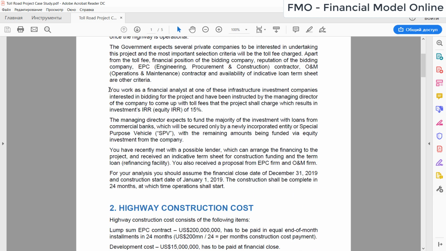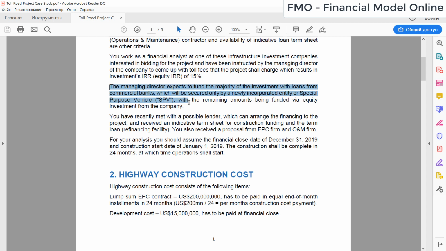And you, as a financial analyst working at a company that wants to bid for this project, are required to come up with this toll fee. You need to model this transaction and come up with the toll fees that result in the equity IRR of 15%. This is going to be a project finance transaction, meaning that the majority of the construction costs will be financed with a loan from the banks.